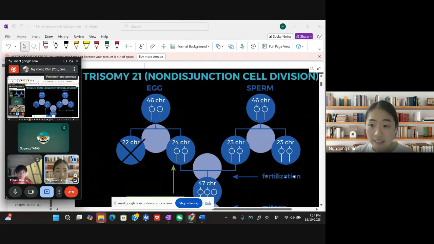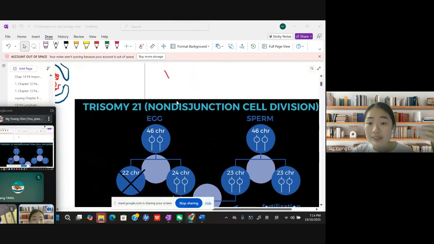So you can see the egg cell and the sperm cell. Initially, they refer to their parent cells, the parents of the egg cell and the sperm cell. Their parent cell is initially diploid, not haploid, it's diploid.